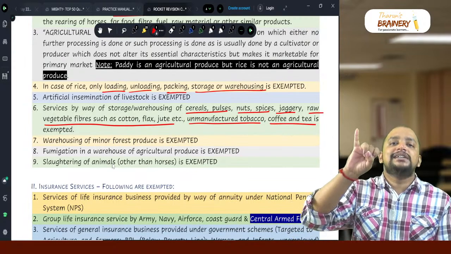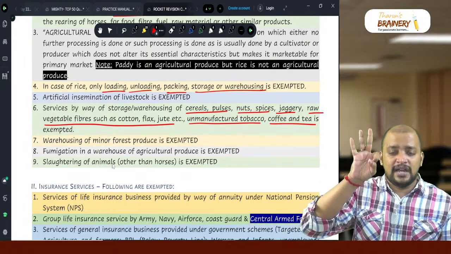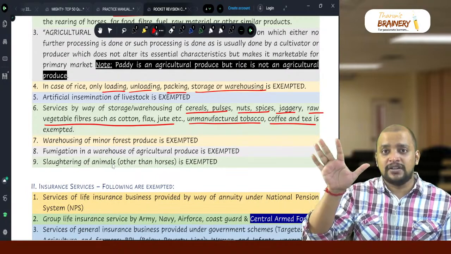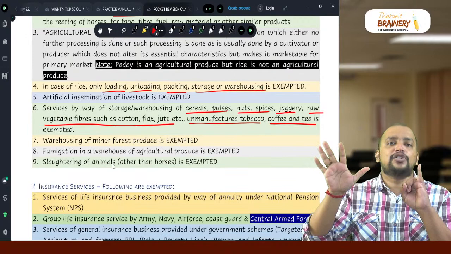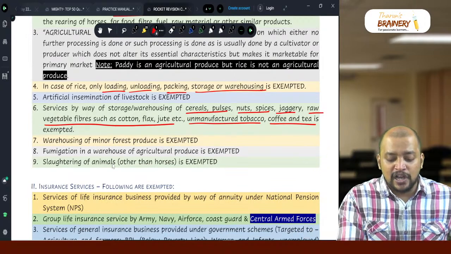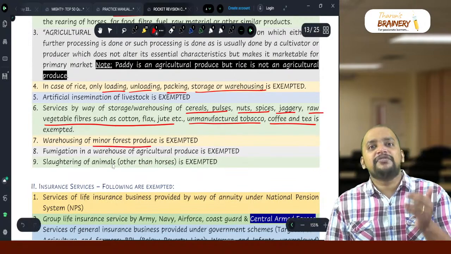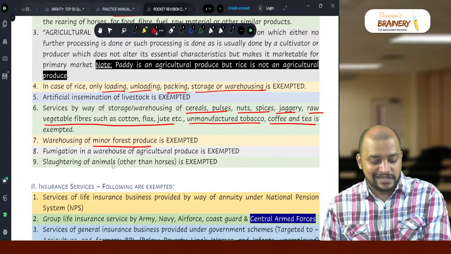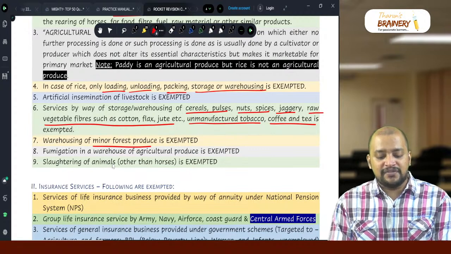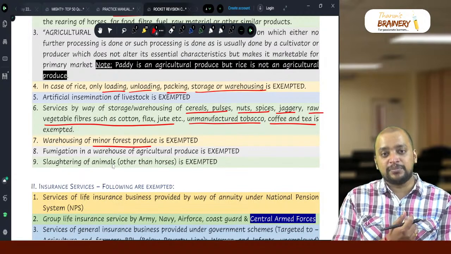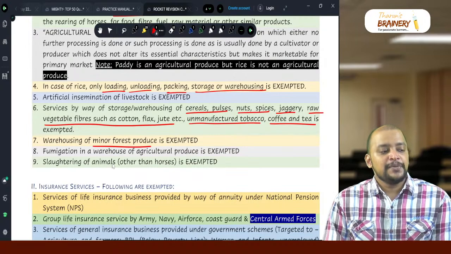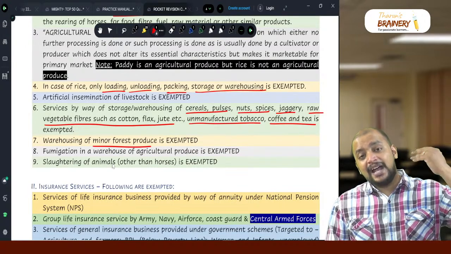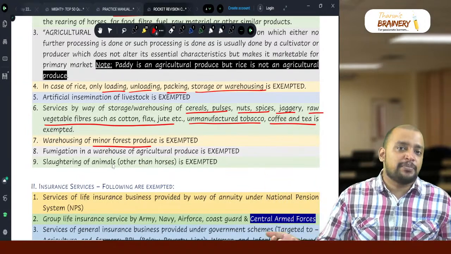So we have six: cereals and pulses, nuts and spices, then jaggery, unmanufactured tobacco, then cotton, flax, jute, and then tea and coffee. Okay. Then warehousing of minor forest produce. Minor forest produce is also not agricultural produce, but its storage or warehousing is exempted. Okay. Fumigation in a warehouse of agricultural produce is exempted. Betel leaves and tendu leaves are agricultural produce. So anyhow, any warehousing of agricultural produce is exempted.